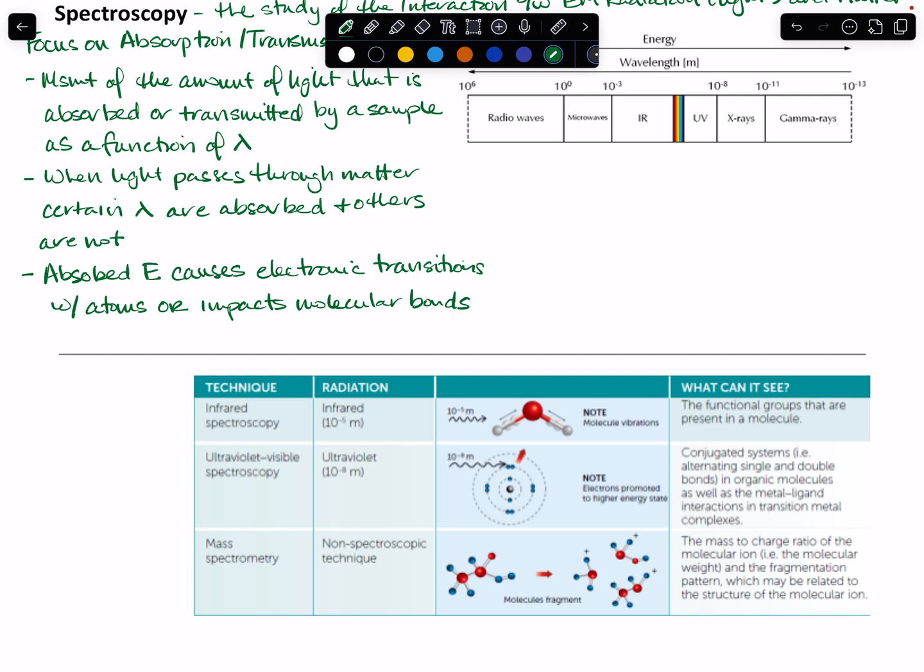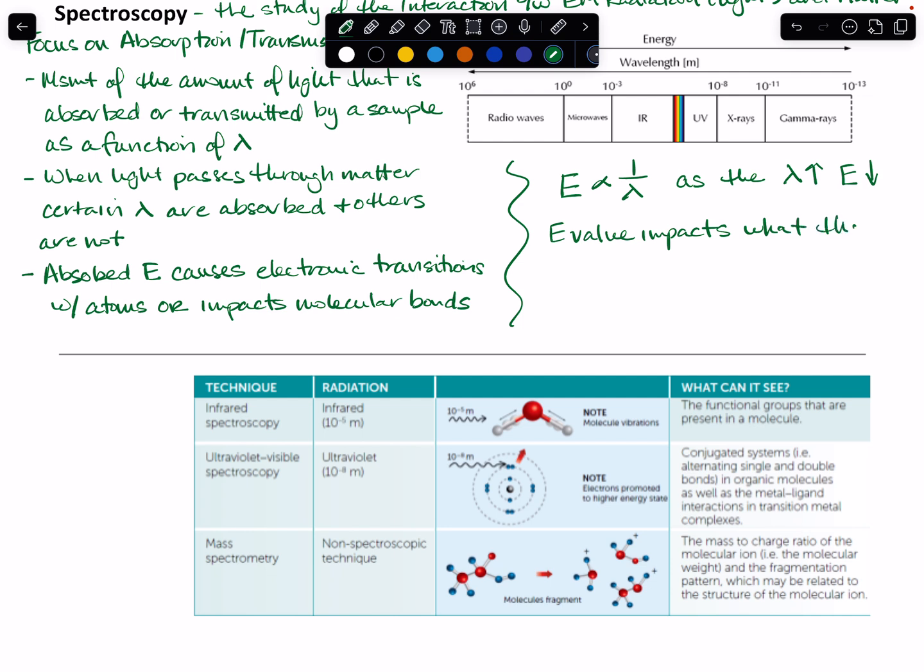All right. Now, what that energy can do depends a little bit on the value of energy that light is possessing. All right. So, in other words, if you remember our formulas, we learned that energy is inversely related to the wavelength of light. So, as the wavelength increases, that means the energy that that light possesses is decreasing. All right. So that energy value impacts what that light can do within your sample.